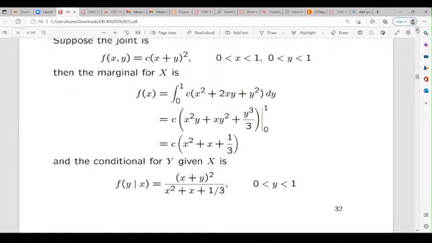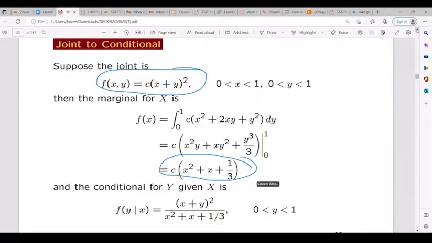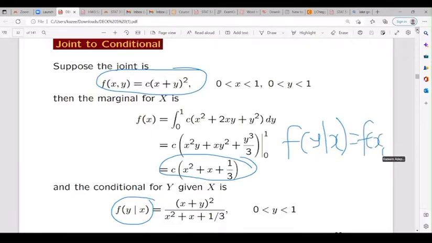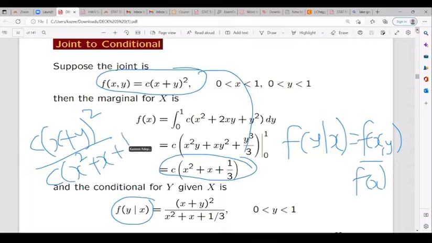I'm going to show you now. Take a look at this. This is f of xy. It has c, right? F of x also has c. And to get this guy, look at what we use. F of y given x is equal to f of xy divided by f of x. Do you see that now? So it's like this divided by that, which is going to be c into x plus y all squared divided by c into x squared plus x plus 1 over 3.